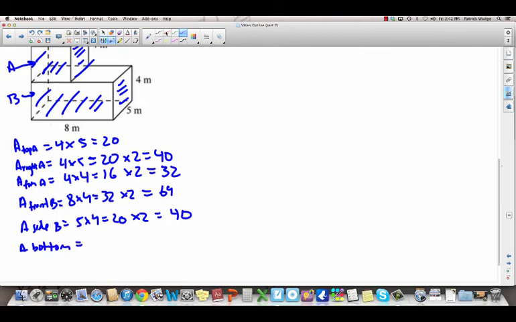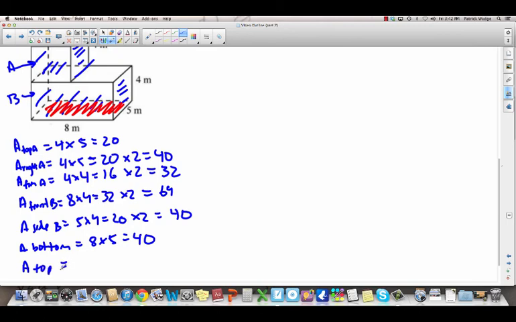So the bottom is this, all this down here, right? So that's 8 times 5, which is 40. How many of those are there? Just one, because the top isn't exactly the same. It's partially overlapped. It's partially covered. So you can't just multiply by 2.